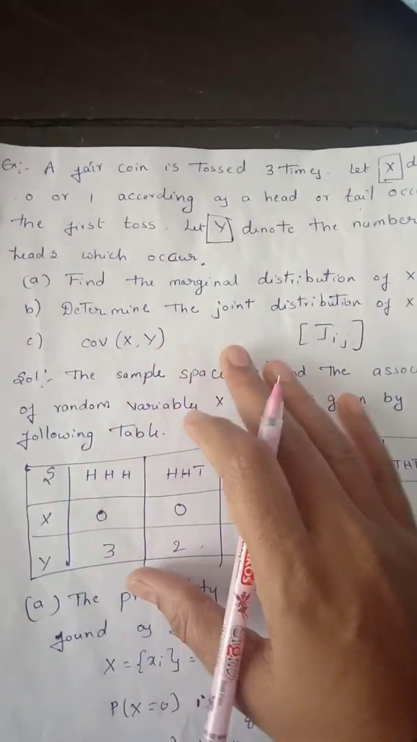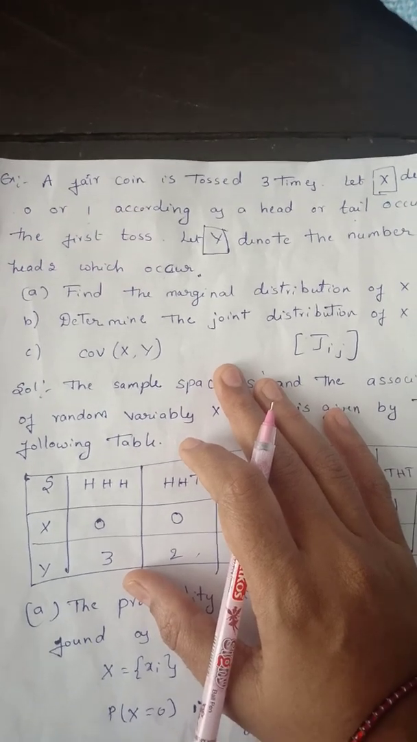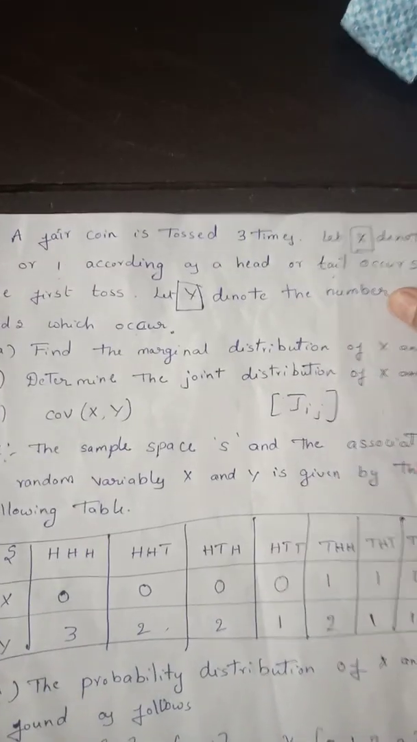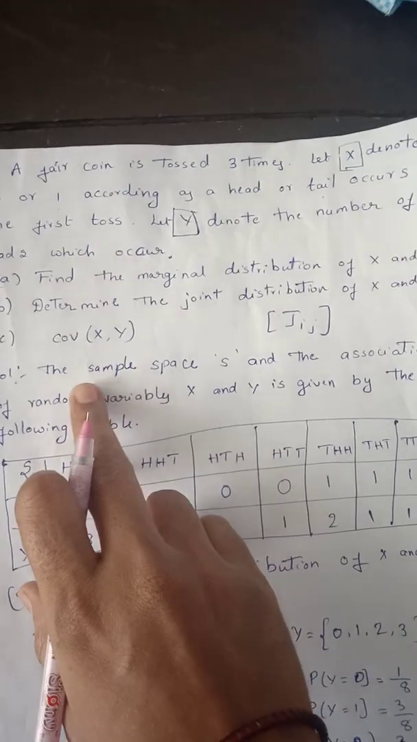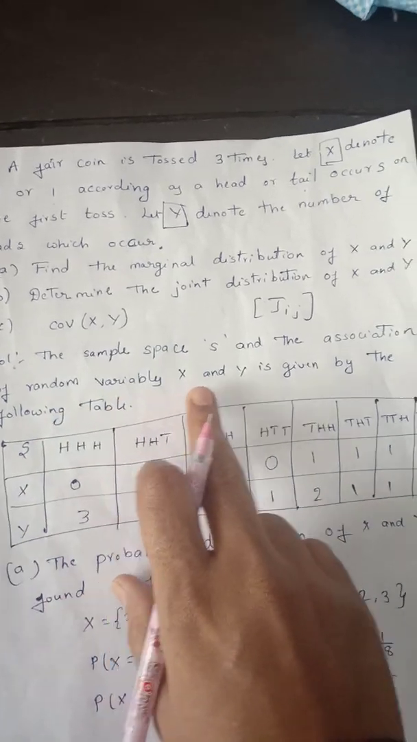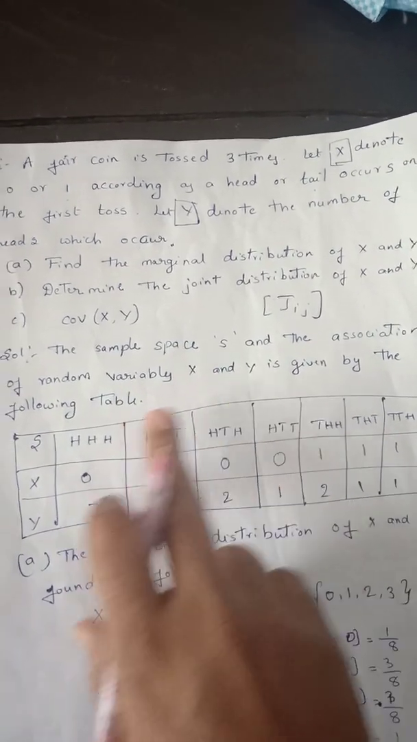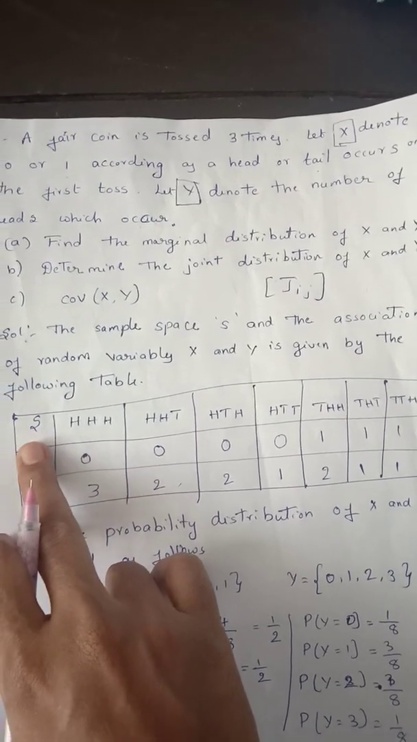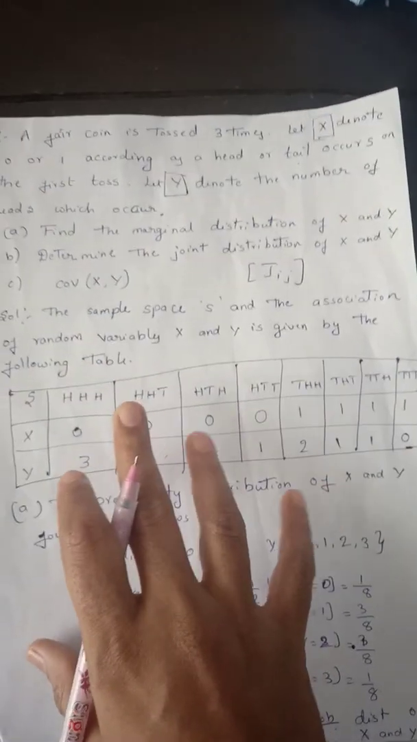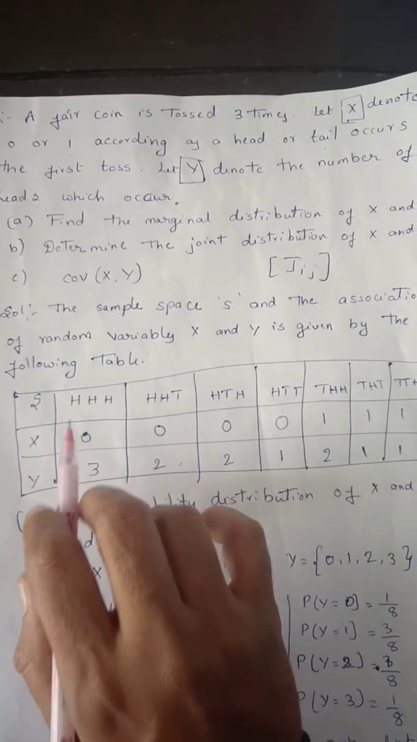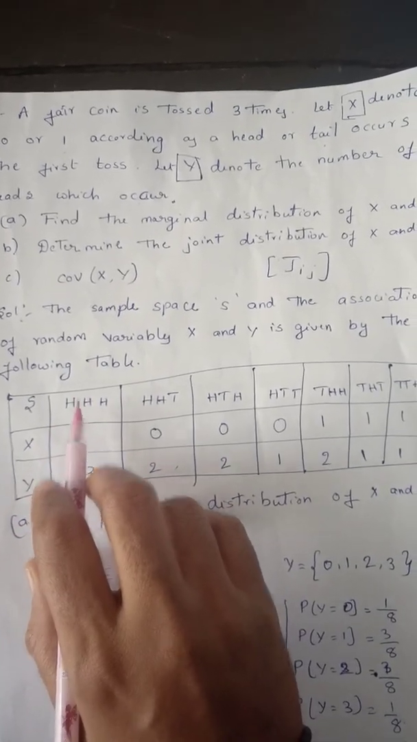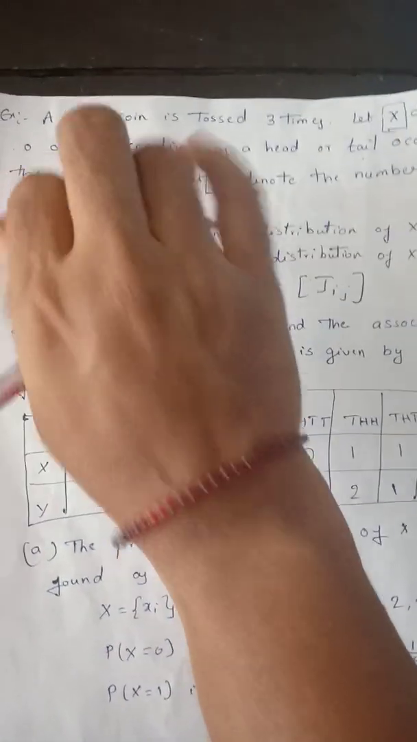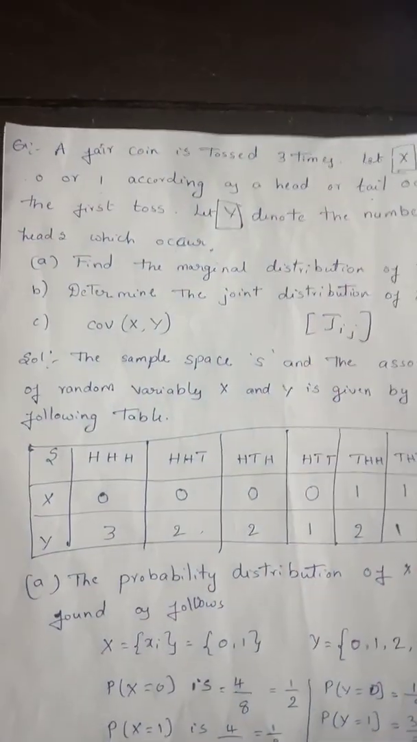Now we have to construct the table by using the given data. So first I have to write the sample space S and the association of random variables x and y. Suppose 3 coins are tossed, what is the number of possible outcomes? 3 coins we are tossing here. A fair coin is not 3 coins; 1 coin is tossed 3 times.